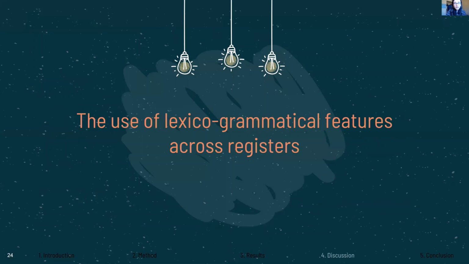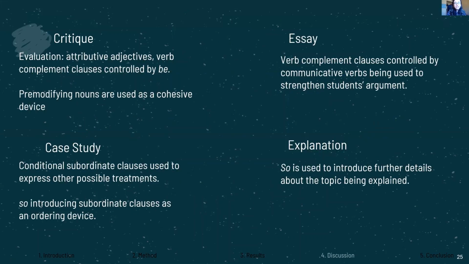So what can I tell you about these features that I investigated for each register? Critiques: the purpose of this register is to evaluate. And the students are doing this by using attributive adjectives and verb complement clauses controlled by verb to be. We can also see a use of pre-modified nouns as a cohesive device in critiques. In case study, one of the characteristic features is the use of conditional subordinate clauses used to express other possible treatments, and so as introducing subordinate clauses that are used as ordering.